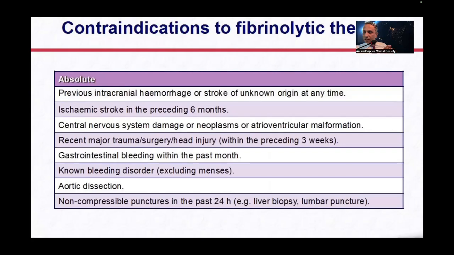Absolute contraindications you should know, but relative contraindications we bypass. We can assess the patient and use risk versus benefit. Absolute contraindications are previous intracranial hemorrhage, or stroke of unknown origin at any time; ischemic stroke in the preceding 6 months; central nervous system damage or neoplasm, AVM; recent major trauma within 3 weeks; GI bleeding within the past 1 month; known bleeding disorders; aortic dissection; and non-compressible punctures like liver biopsy within the past 24 hours.